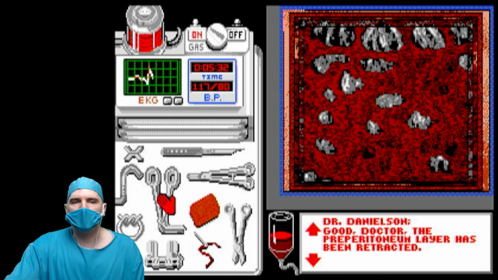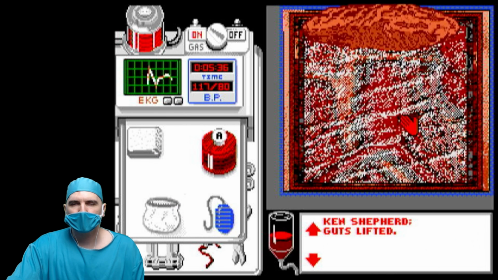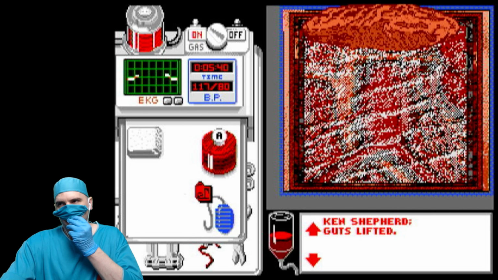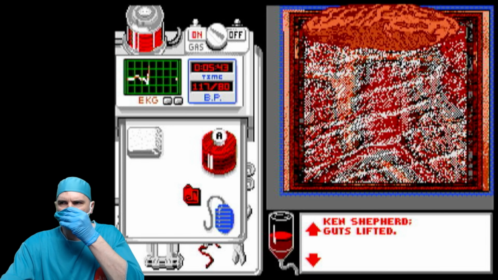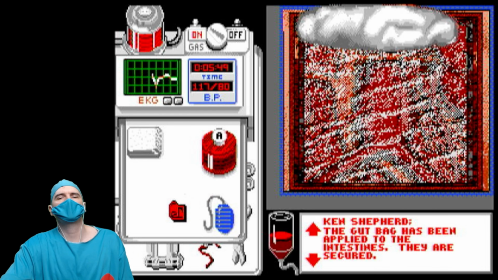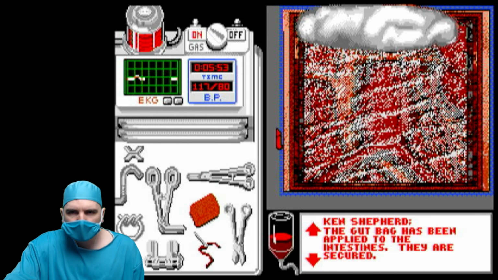Right, so now we open the drawer. Guts lifted, and we apply this. This is basically a gut bag. A gut bag or intestinal bag is placed over the elevated guts to keep them from flopping back into the abdomen. Right, the gut bag has been applied to the intestines. They are secured.